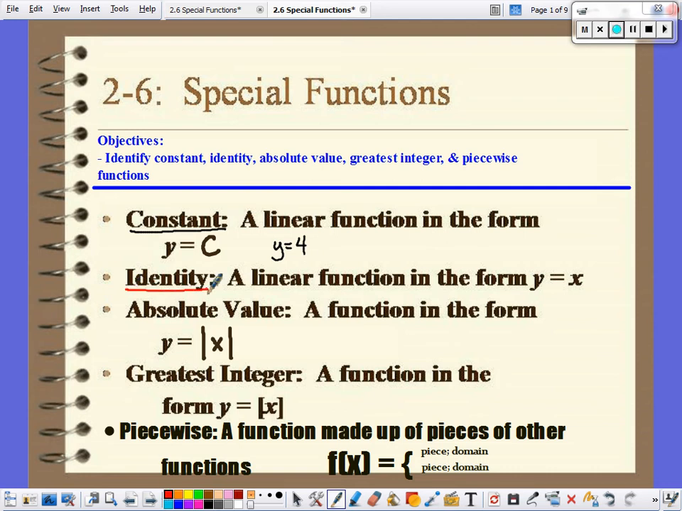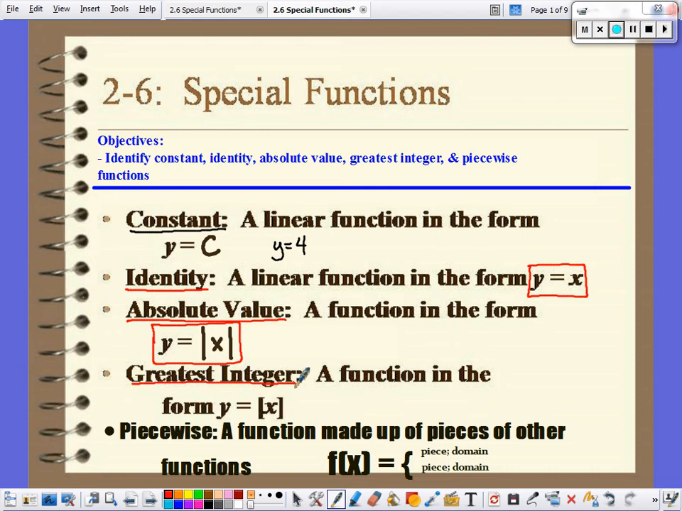The second one's going to be identity function. It's also a linear function, but it's in the form y equals x. And again, that one's going to be a slope of 1 that goes through the origin, but it's still a line. The third one is an absolute value. We're comfortable with this. It's a function of the form y equals the absolute value of x. So definitely if you see an absolute value symbol, you're probably going to be doing an absolute value function here. The graph of an absolute value function is going to be either a v or an upside down v.